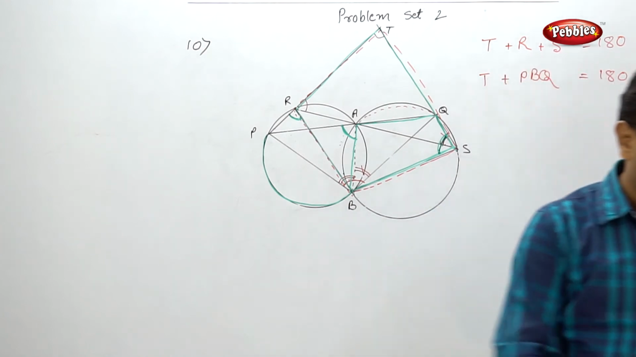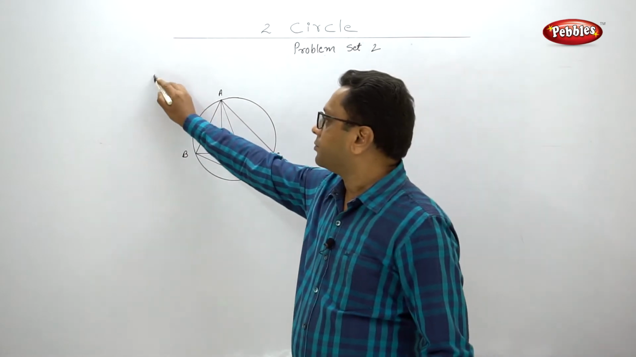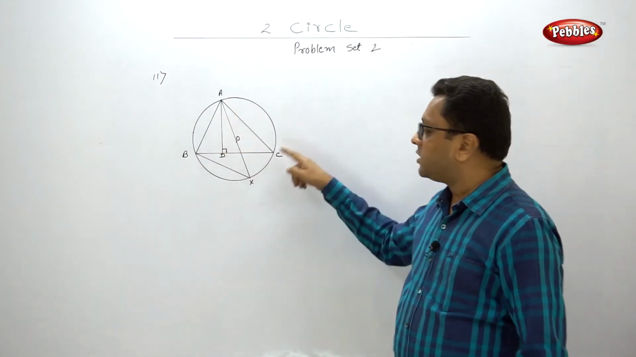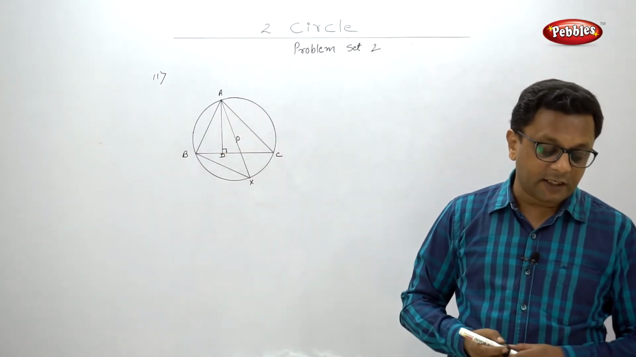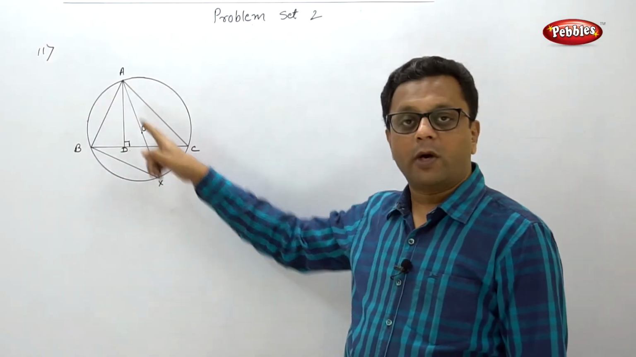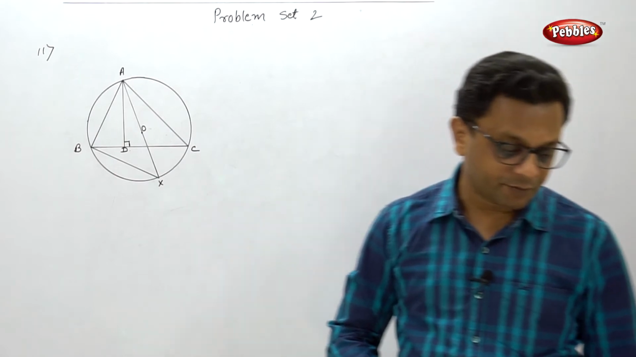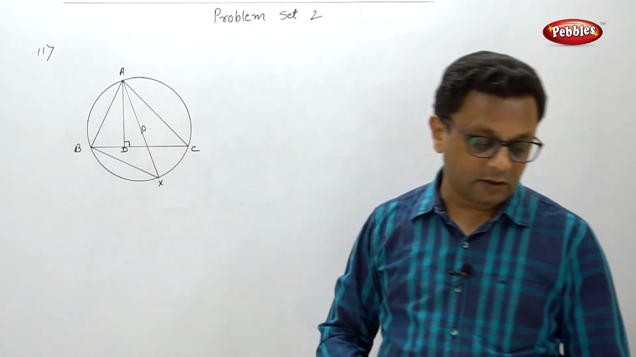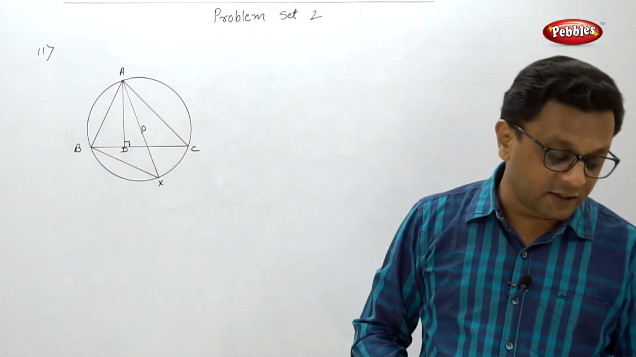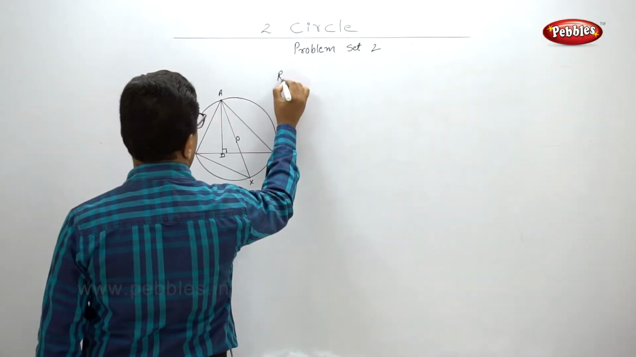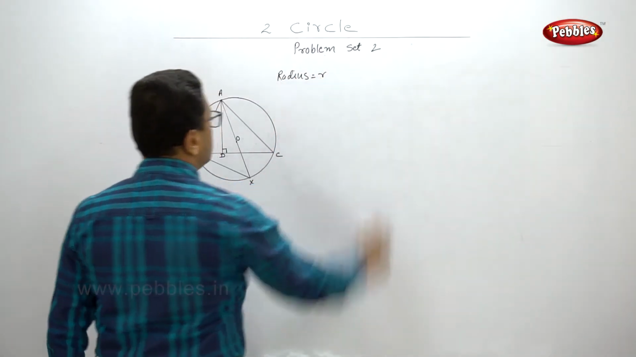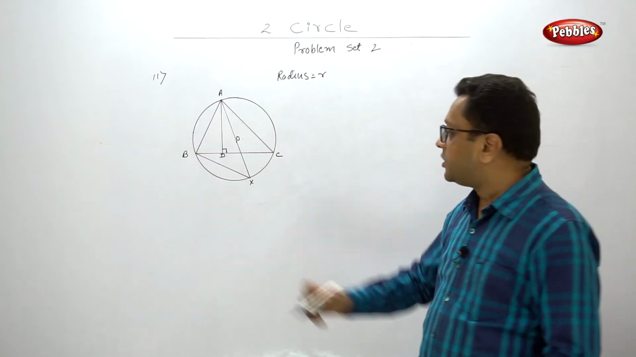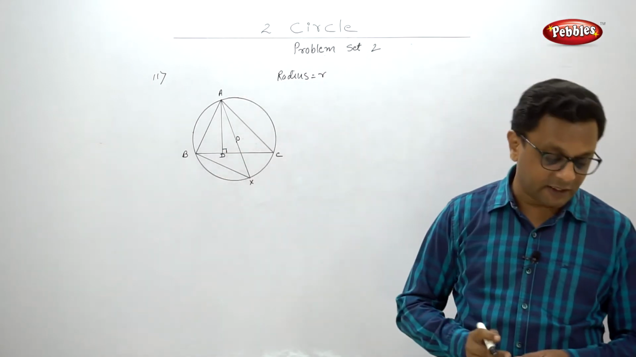Let us go to the next example. Problem number 11. The figure is given. The triangle ABC is inscribed in a circle with center O. This is the center O and ABC is inscribed in this circle. Segment AX is the diameter of the circle. AX is the diameter of the circle with radius R. The radius is small r. So we will write that the radius is small r. Segment AD is perpendicular to segment BC. This AD is perpendicular to BC.